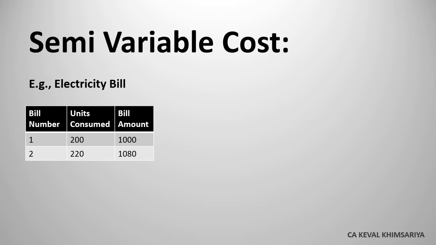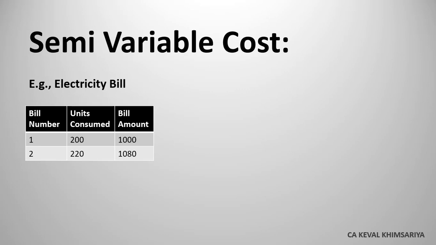But let's do it. In the first bill, 1000 divided by 200 comes to 5 rupees per unit consumed. But if I calculate it for the month of February, 1080 divided by 220 comes to 4.90 per unit consumed. So it is not a variable cost. To understand this, we'll have to see what semi-variable cost is.